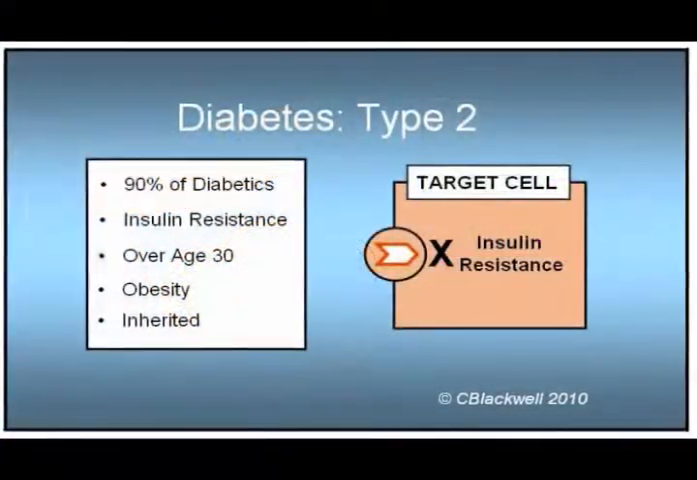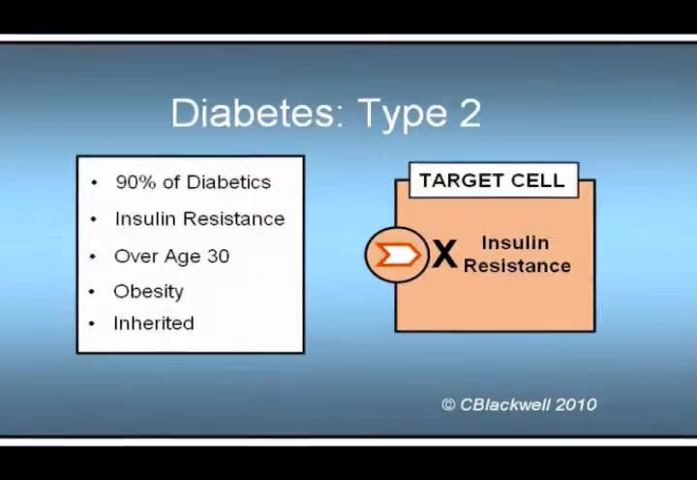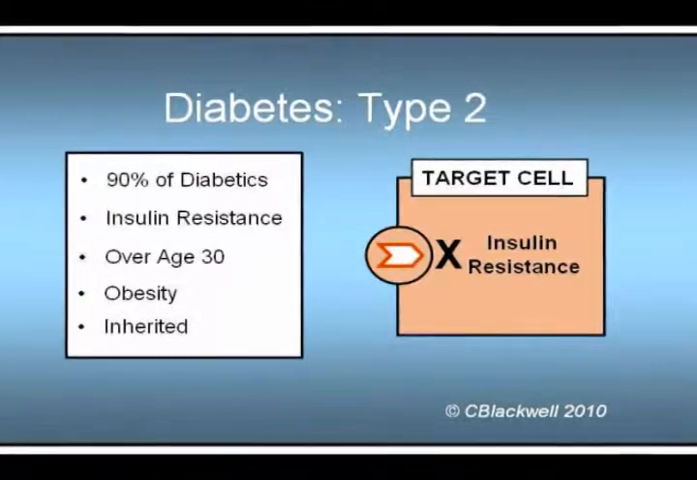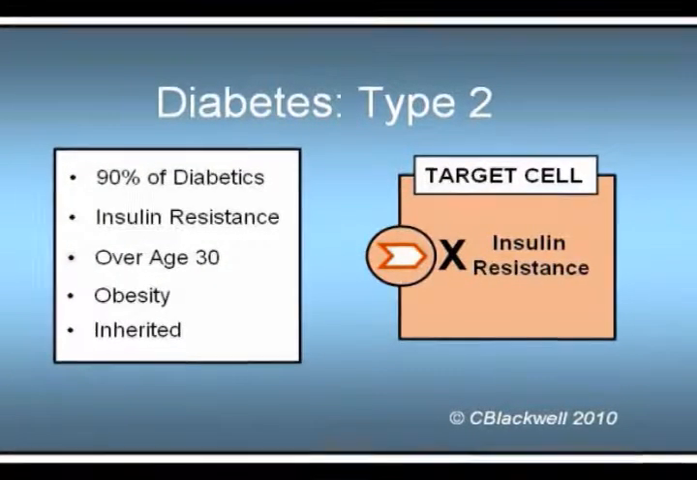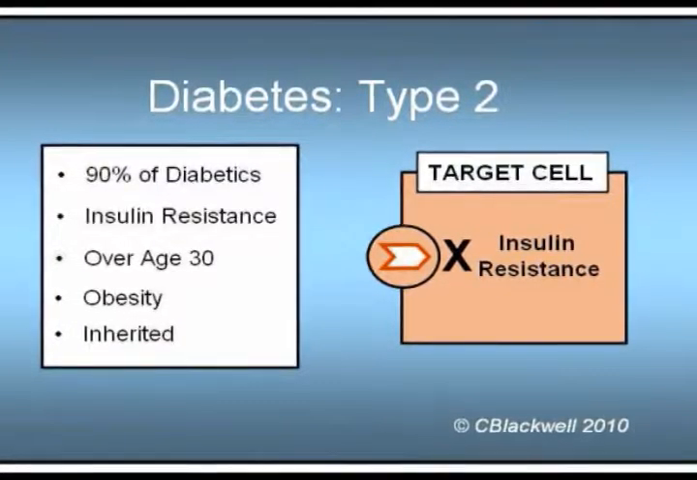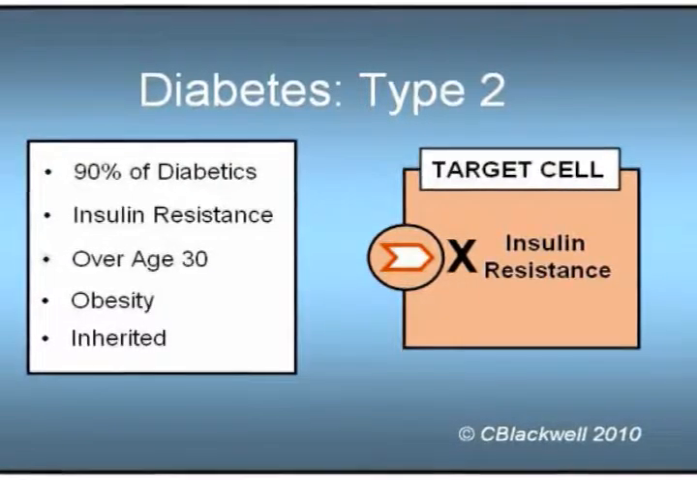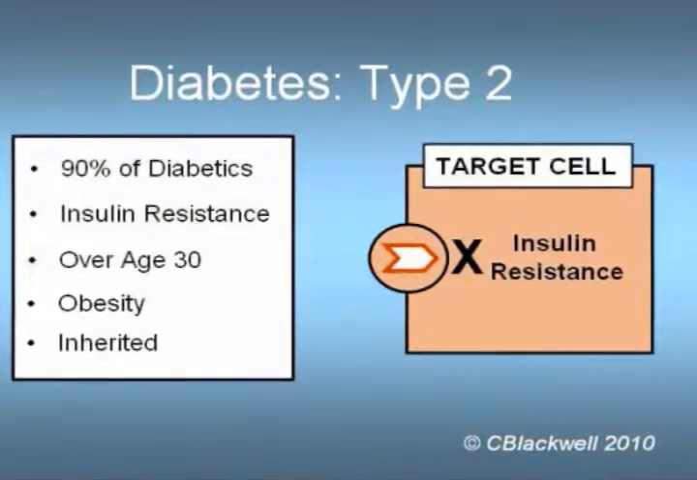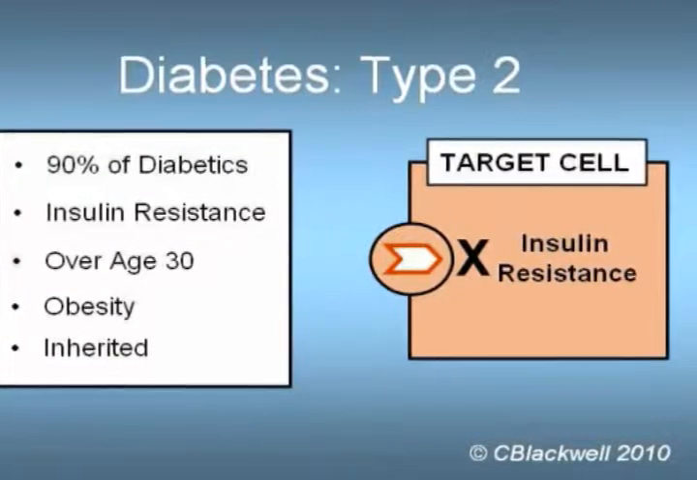The mechanism of type 2 diabetes is not as simple. Early on, the pancreas is still able to produce insulin at a normal or even elevated level, but the insulin is not having the effect on the tissues it is supposed to. The term for this is insulin resistance. 90% of people who have diabetes have this type. Diagnosis is usually made after age 30, so this used to be called adult onset diabetes. A significant part of this is inherited.